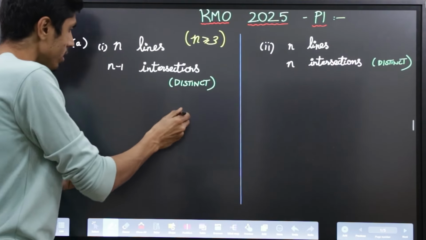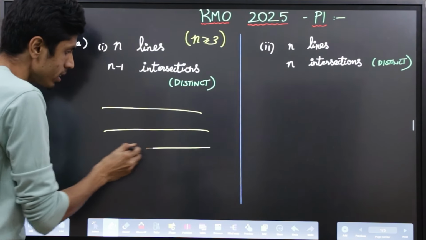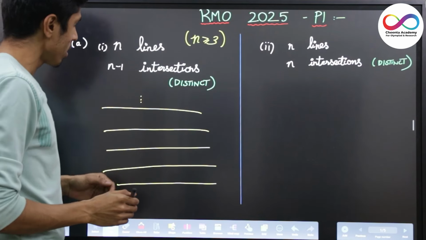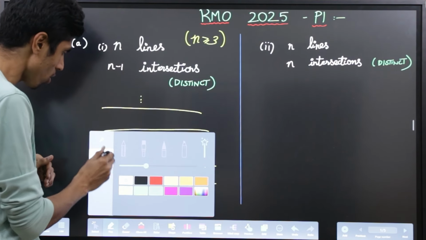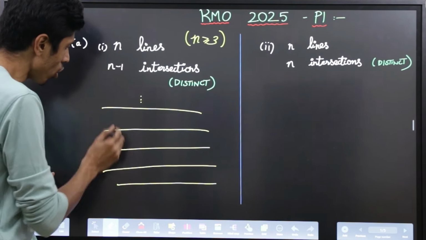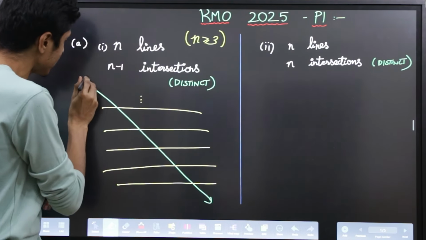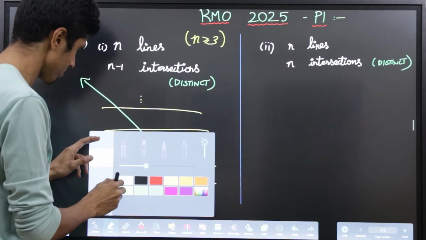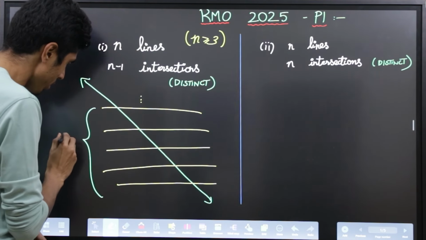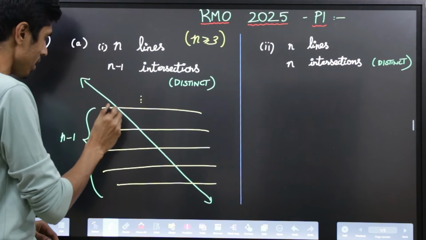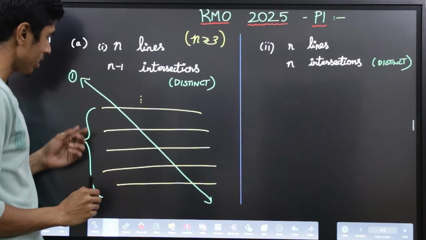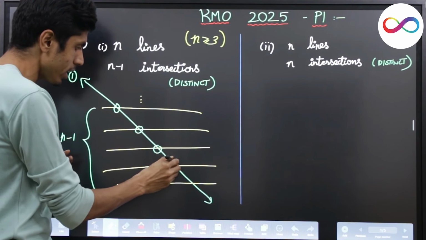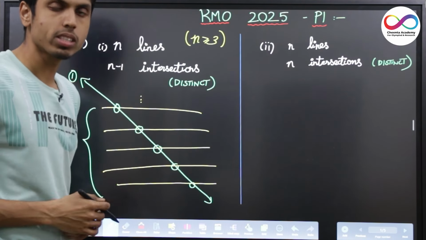Let us consider n minus 1 lines that are mutually parallel, like this. And the nth line intersects all of them by not being parallel to this set of parallel lines. You see, there are n minus 1 of them. And this is the nth line, just one line, that intersects all these n minus 1 parallel lines, thus creating n minus 1 distinct intersections.